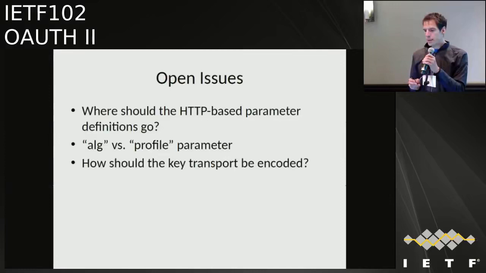The other one is that there's some misalignment between what's in the POP token distribution document and what's in the ACE OAuth document. There are different parameters used, and maybe one is better than the other, or maybe both are equally fine. We'll talk about those things. And then finally, there's a question about the encoding of the key transport. Those are the main issues I have, and I'm happy to hear others as well.